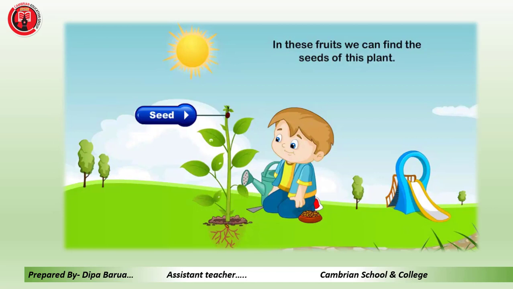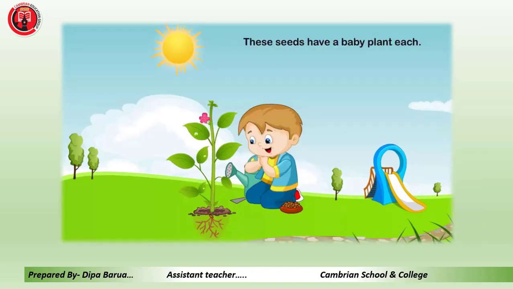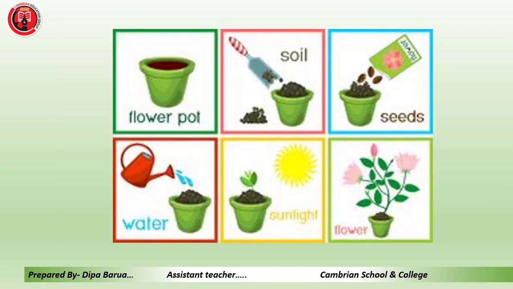And seeds again. In these fruits, we can find the seeds of these plants. These seeds have a baby plant in them. So, dear students, we have learned how we can get plants from seeds, right? Now we should plant a tree in our home. So the question is how to plant a tree in our home.